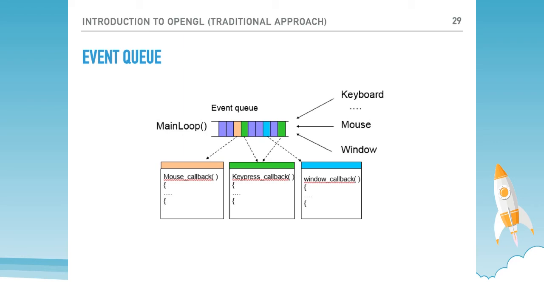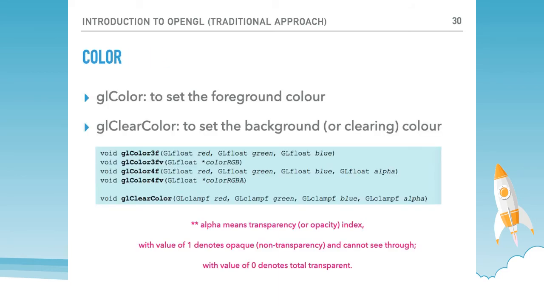These events include when you resize your window, when you click the mouse, when you move your mouse, or when you press a key on the keyboard, or even if the situation is idle. Now we use the glColor function to set the foreground color and the glClearColor function to set the background color.